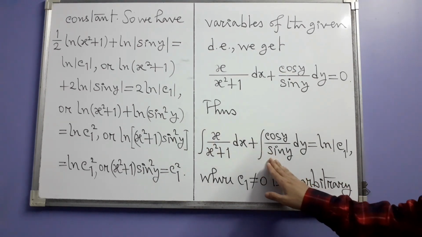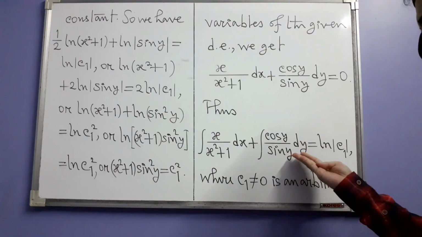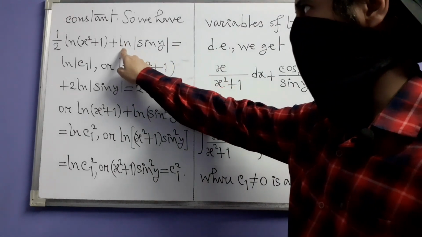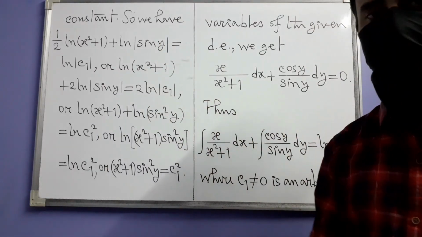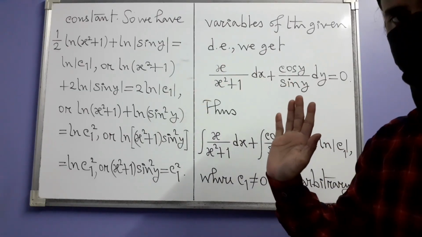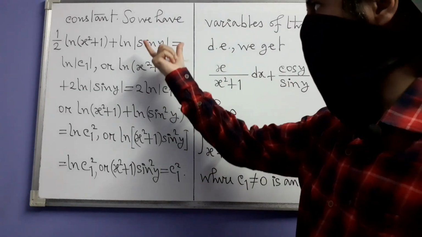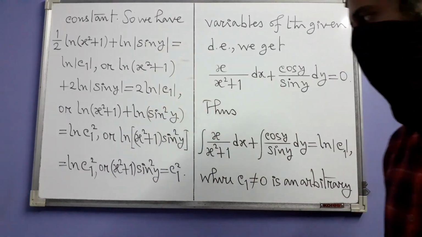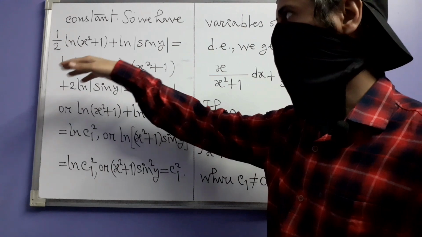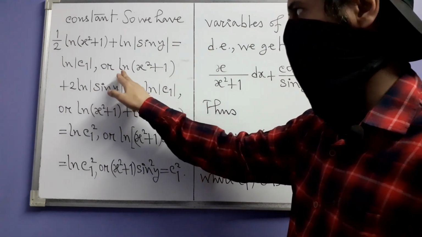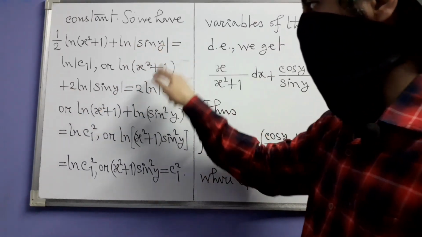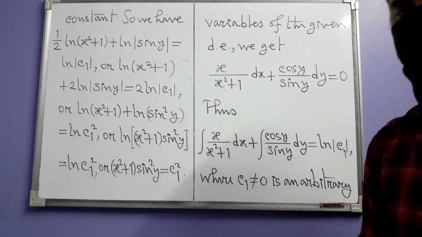Here however, in the second integral, you can see that if you take the differential of sin y, you are going to get cos y dy. So this is also natural logarithm of, but sin y may be negative. The assumption that sin y is non-zero is there, okay, but still sin y may be negative. To prevent that, we take absolute value here. And on this side, of course, we have ln of mod C1. And then we multiply both sides by 2, obtaining ln of x square plus 1 plus 2 times ln of mod sin y equals 2 times ln of mod C1.